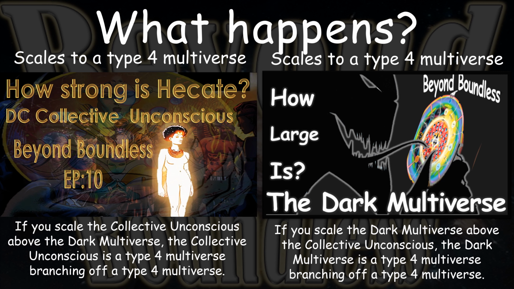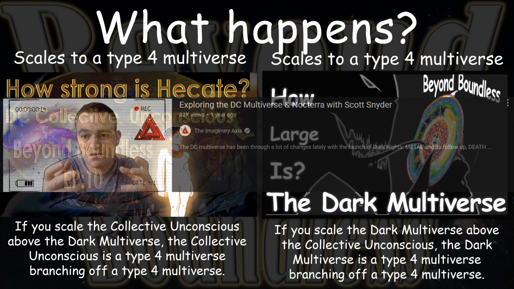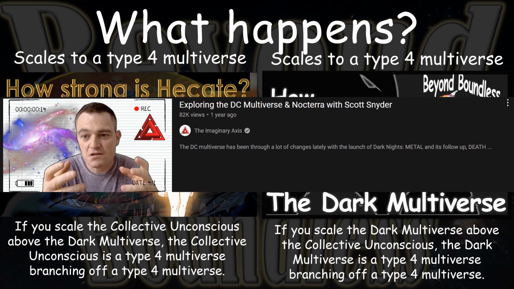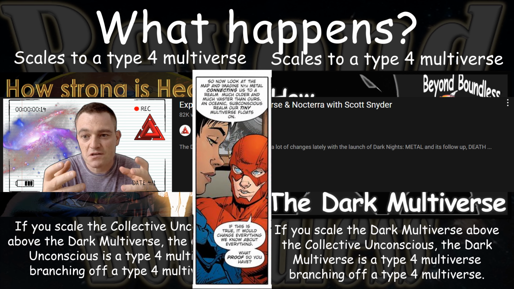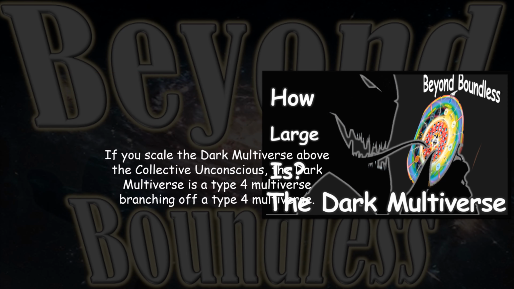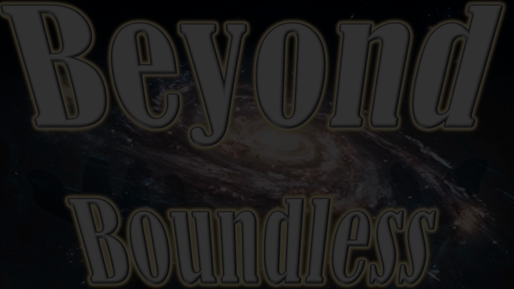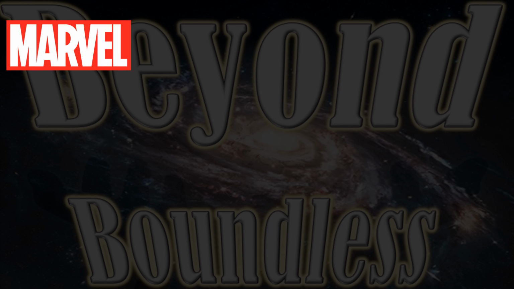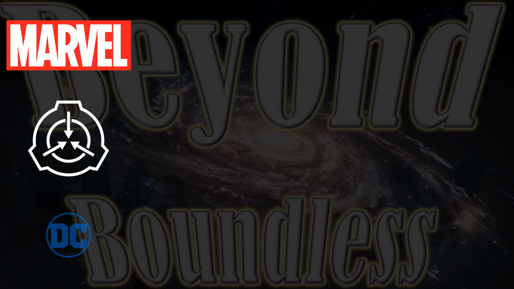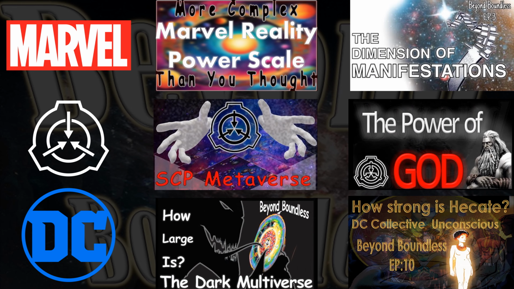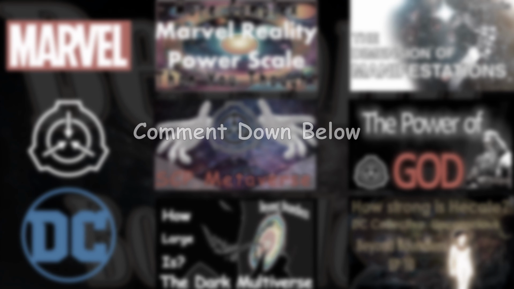Which one would I go with personally? Well, based on Scott Snyder's interview as well as his statement from The Flash, I would actually say that the Dark Multiverse is the larger of the 2 structures, making the Dark Multiverse a Type 4 multiverse branching off a Type 4 multiverse. And with that, I can now say Marvel, SCP, and DC Comics all have 2 Beyond Boundless videos each. Wonder what my next Beyond Boundless video will be? Comment down below.